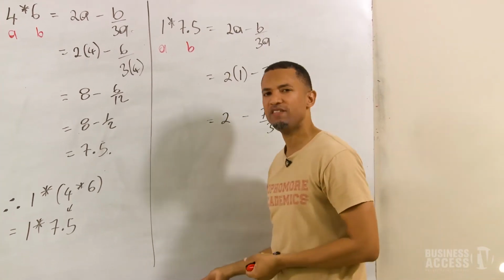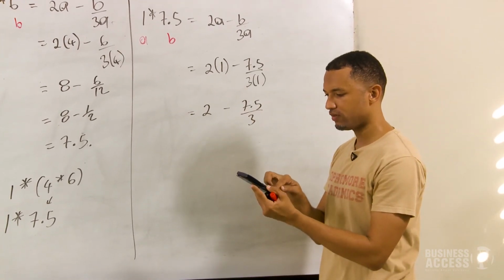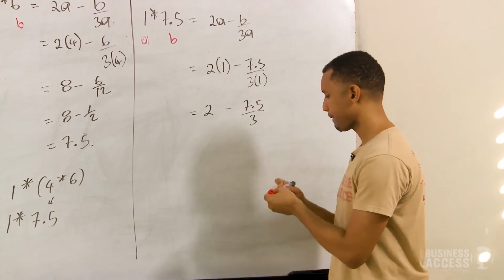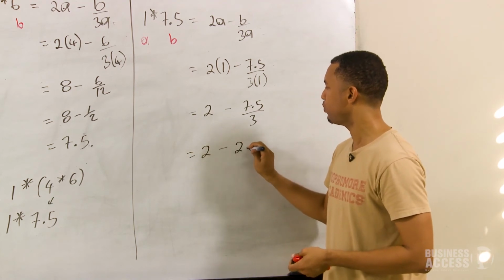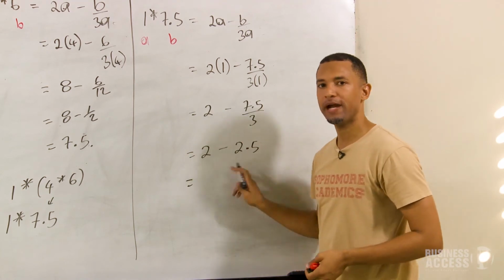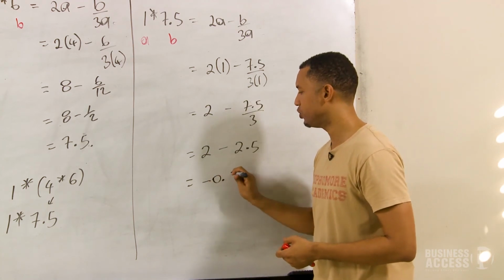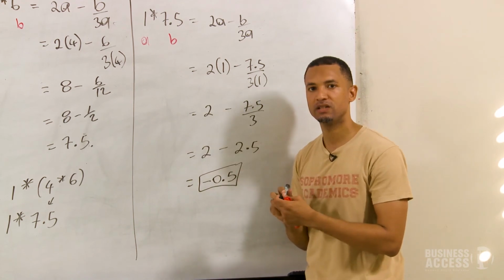What is 7.5 divided by 3? You have your calculator right there beside you. 7.5 divided by 3 is equal to 2.5. So what this really is is 2 minus 2.5. And what is 2 minus 2.5? Negative 0.5 is your final answer, ladies and gents.